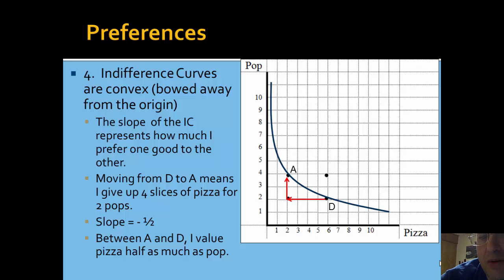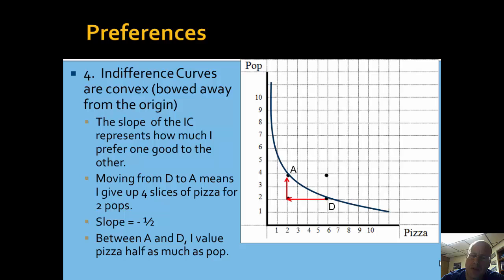And if we consider moving from bundle D to bundle A, we know that because they're on the same indifference curve, we like them both the same. But stare at this and think about what it means. What it means is that somebody who starts with bundle D has to trade away 4 slices of pizza to get 2 pops. The slope of this indifference curve between A and D is minus 1/2. Right? We rise up 2 and we run -4 as we go from D back to A. So the slope between A and D is 4 for 2, 4 slices of pizza for 2 pops, or a slope of minus 1/2.